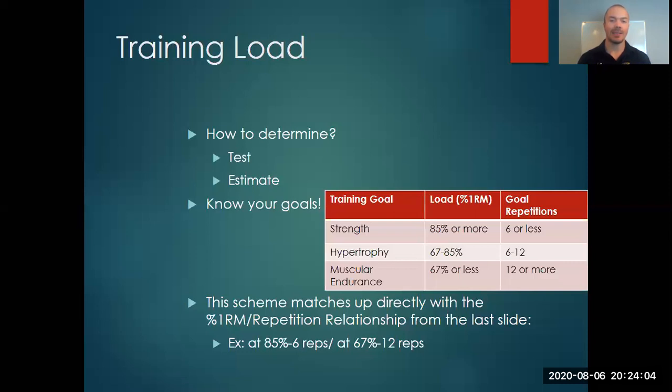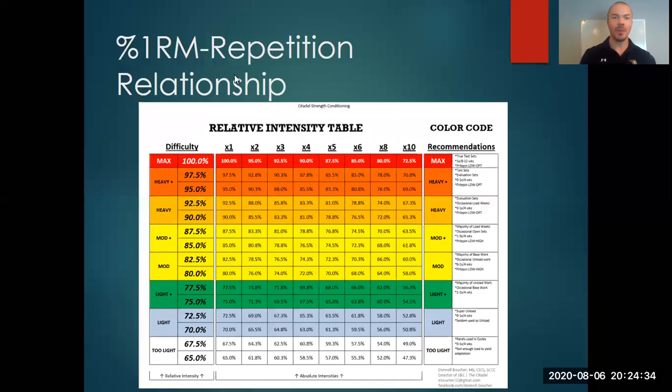And then looking at some of our load compared to our goal repetitions on this chart, in our strength phase, our strength zone, you're looking at 85% or more of a 1 rep max. And how many reps are you really aiming for there? Well, 6 reps or less. And we're gonna jump back to our previous slide and kind of talk about that 85% and 6 reps or less. So taking a look back at our chart here.